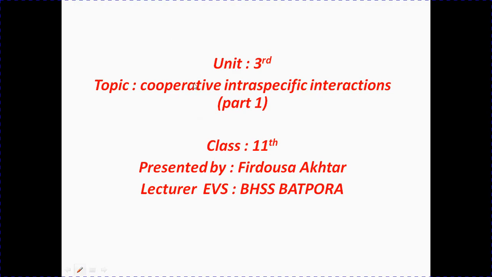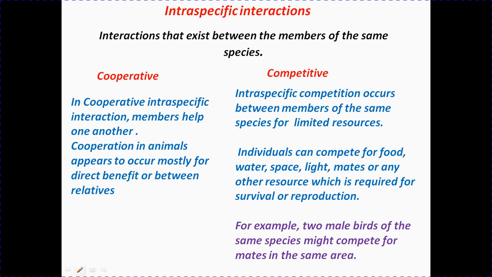Dear students, today's topic is to study the cooperative interspecific interactions. We have studied in our last few lectures about the types of interactions. By now, we already know that there are two types of interactions between species: interspecific interaction and intraspecific interaction. Interspecific interactions exist between members of different species, and intraspecific interactions exist between members of the same species.